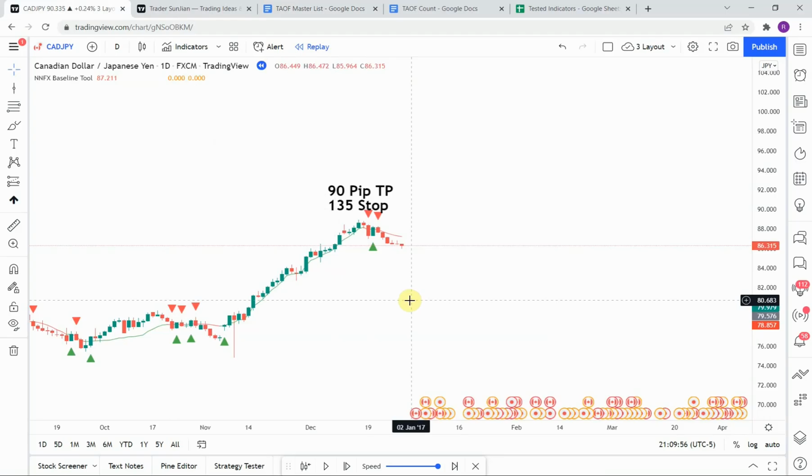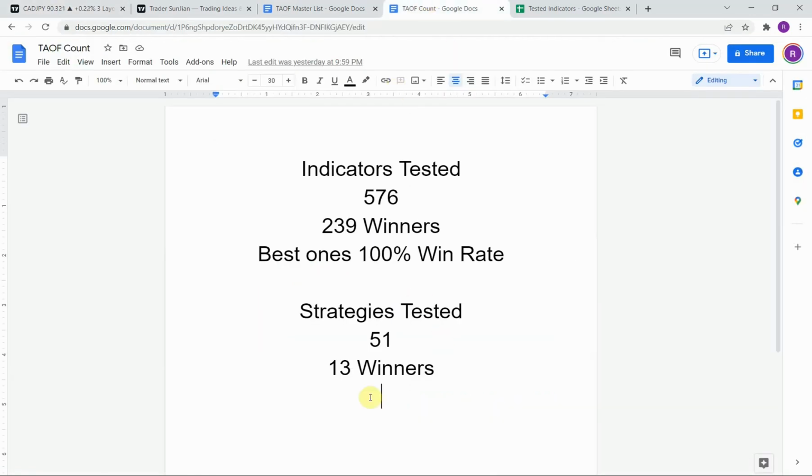Alright, as I said, today we will be testing the AMA moving average. Before we do though, I wanted to put the testing scoreboard up for everyone to see. So to date, we have tested a total of 51 different strategies, with 13 of them being profitable. We have also tested a total of 576 indicators, with 239 of them being winners. The best ones so far were able to achieve a 100% win rate.